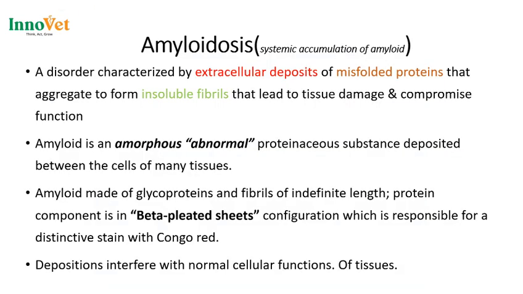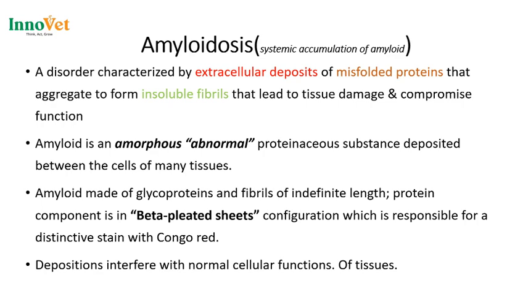Let's understand amyloidosis, it being the second extracellular abnormal deposit. In this context, we shall refer to it as systemic accumulation of amyloid. But what is it really? Amyloidosis is a disorder that is characterized by extracellular deposits of misfolded protein, which we call amyloid, that aggregates to form insoluble fibrils, and these fibrils will lead to tissue damage and later on compromise function.